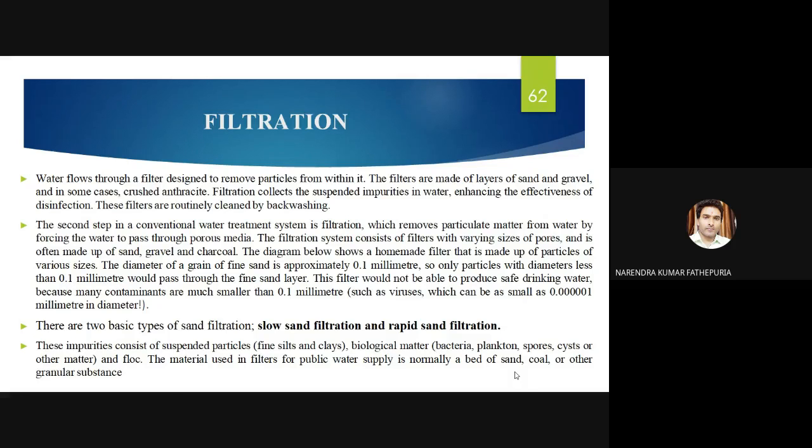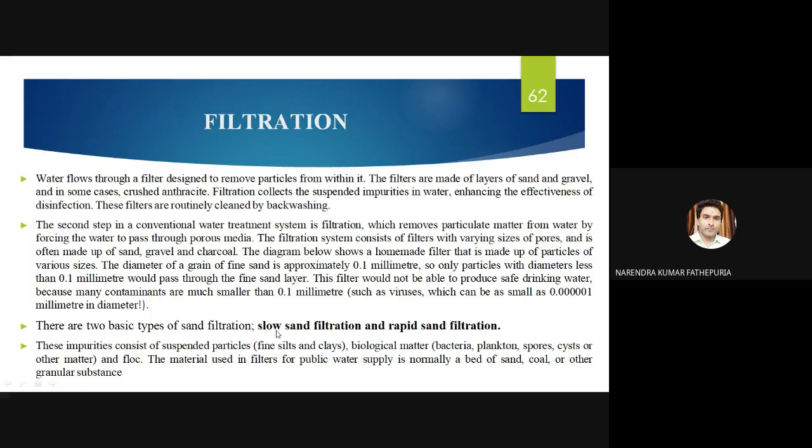The diagram below shows a homemade filter that is made of the particles of less than 0.1 millimeter would pass through the fine sand layer. This filter will not be able to produce safe drinking water because many contaminants are much smaller than 0.1 mm. So even in filtration techniques, some viruses and bacteria and pathogens are also captured, and that's why filtration is effective.